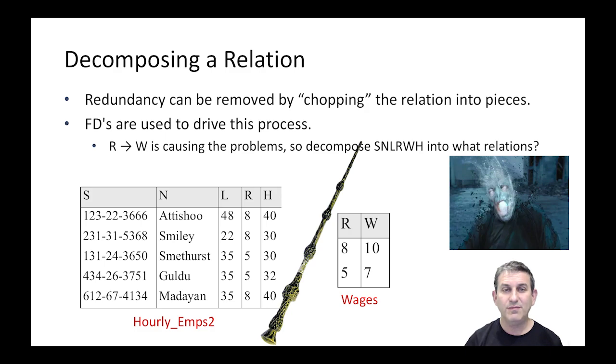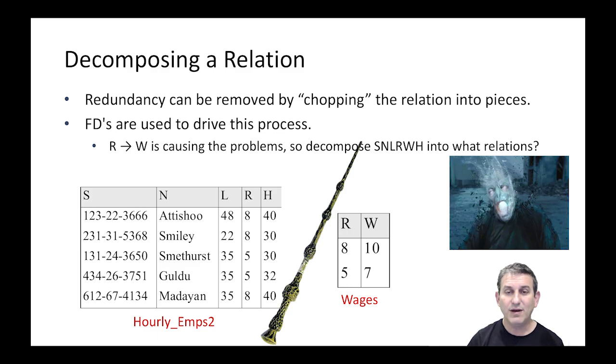So what we do here is we decompose the relation into two parts. We sort of chop the relation into two. But in fact, it's not strictly chopping. We're keeping some overlapping columns between the two sides. We've decomposed hourly emps into hourly emps 2, which no longer has W, and wages, which has R and W. And the functional dependencies are used to drive the decision about how to decompose the relation. R determines W was the FD that was causing the problem. So we decomposed hourly emps into a relation hourly emps 2 that doesn't have the right side of the functional dependency. It has no W, but it does have the left side, R. And then we create a separate lookup table, which has the pair R and W.